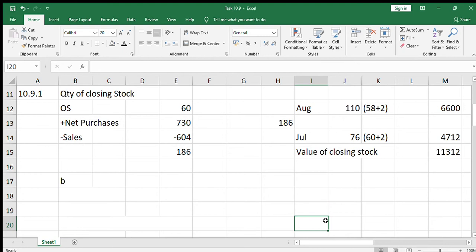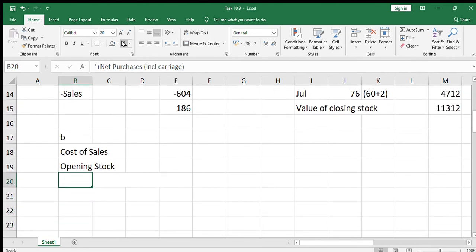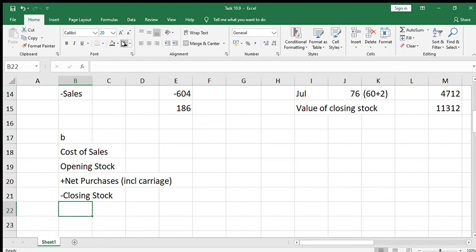Okay, so in B, we're calculating the cost of sales, and that's where we're going to use the figure. So remember, to calculate cost of sales, we start with opening stock. Now we're going to use the Rand values. Remember, up here we used the quantities. Now we're actually looking at values, right? So opening stock, plus net purchases, including the carriage, because I don't want to separate the carriage and make unnecessary work. Then we're going to subtract the closing stock, and the answer will give us cost of sales, right?